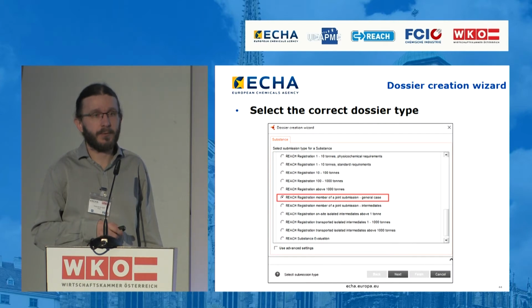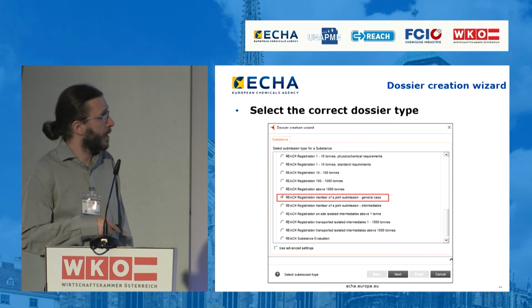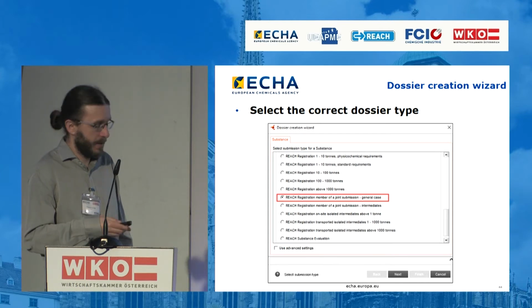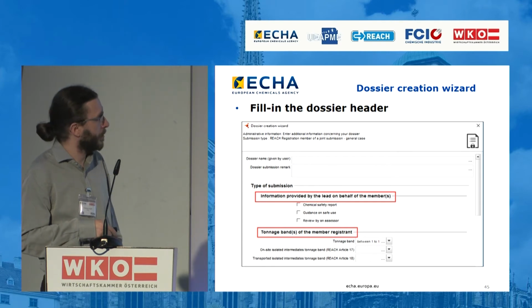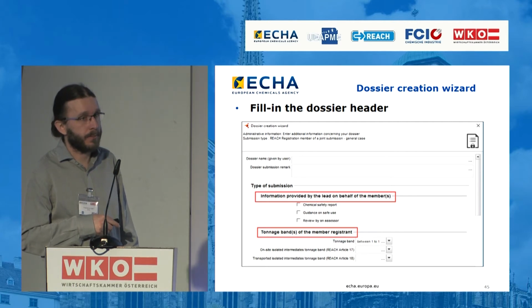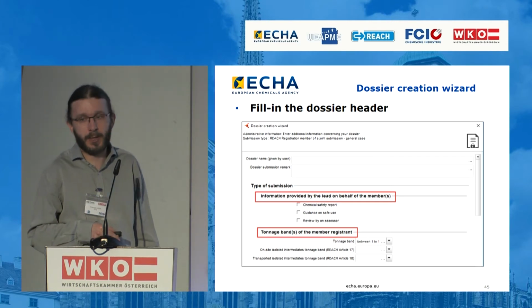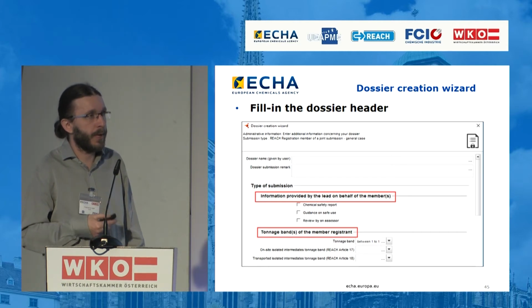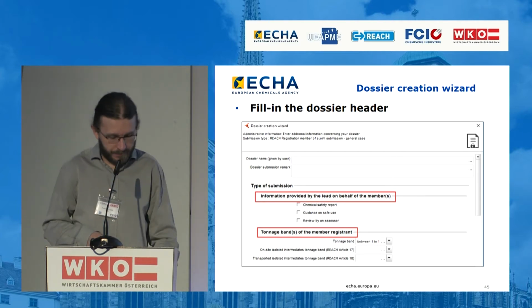There you have also to provide the information on the context of your submission. So you have to tell the system if you are preparing a member dossier or a lead dossier, and you have to provide the information you used for the validation as well. So if it's a member dossier, like the one that is presented here, you would have to indicate what type of information is provided by the lead on your behalf, for example, and you would have to indicate your tonnage band. So you are part of a joint submission for 1 to 10 or 10 to 100 tons per year.